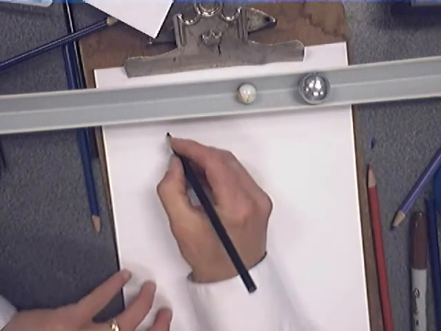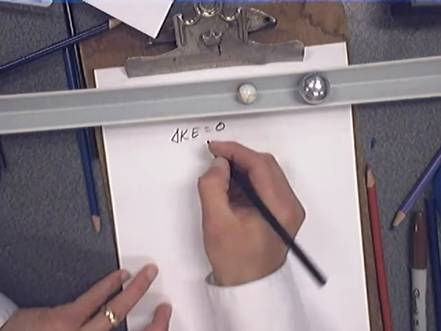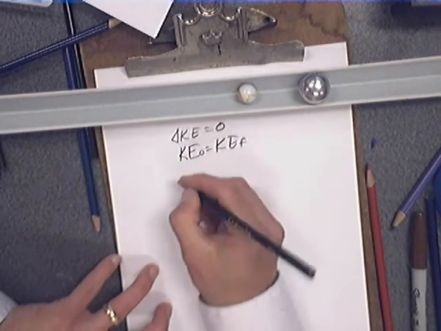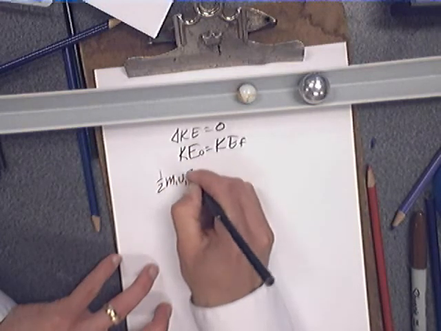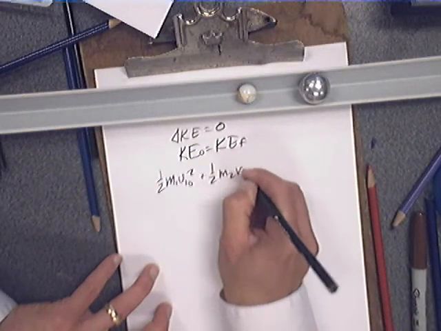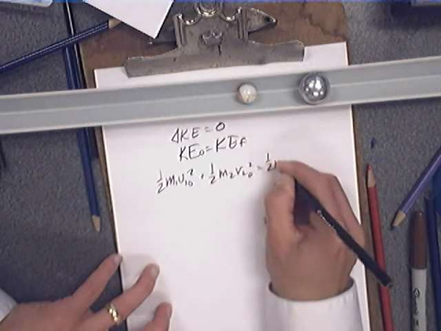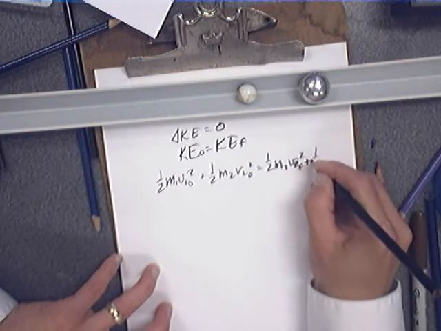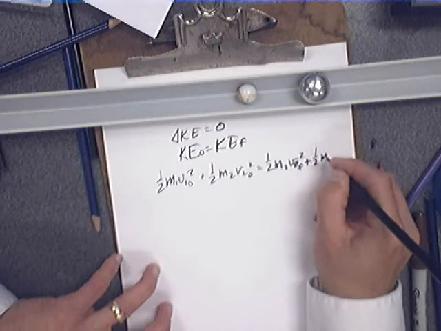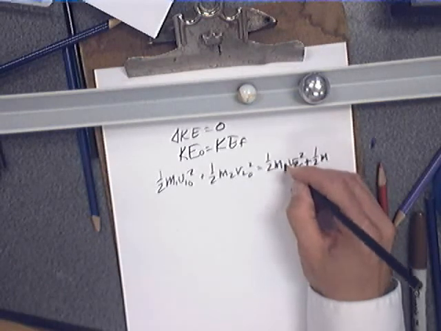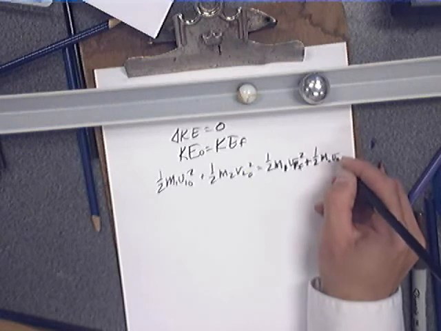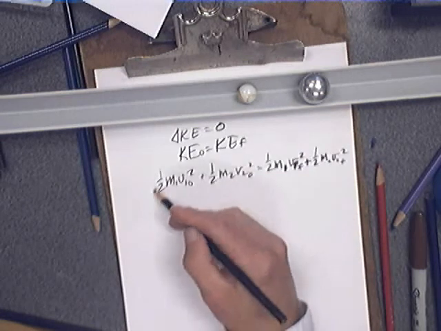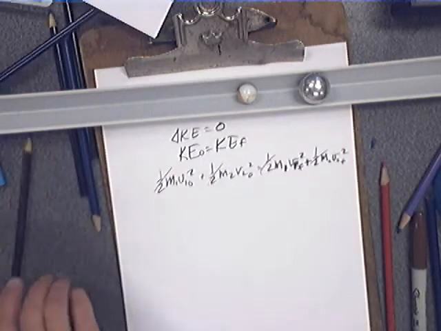So the change in kinetic energy equals 0, which means the kinetic energy initial equals the kinetic energy final. 1/2 m1 v1 initial squared plus 1/2 m2 v2 initial squared equals 1/2 m1 v1 final squared plus 1/2 m2 v2 final squared. This is a lot of bookkeeping. However, the 1/2's go away, which is kind of nice.